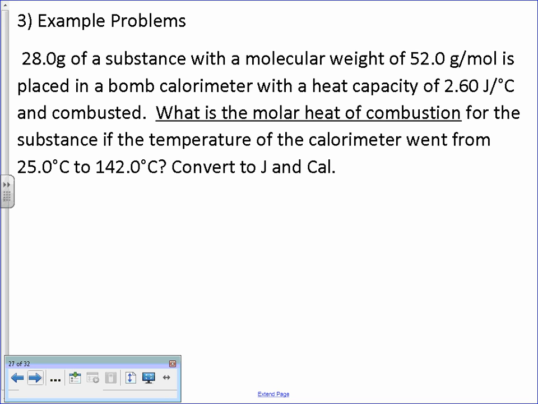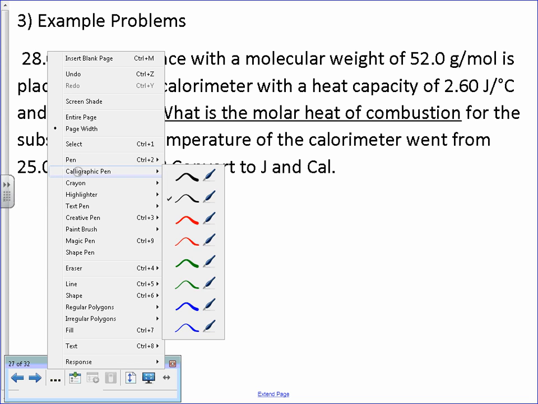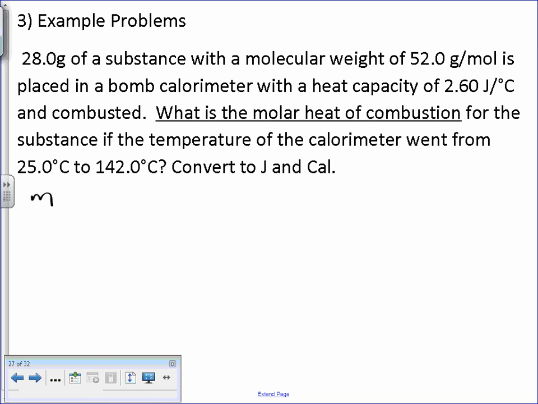28 grams of a substance with a molecular weight of that is placed in a bomb calorimeter. Woo, we're going to combust something, right? With the heat capacity of this. So let's write down our givens. Mass equals 28 grams. Mass is equal to 28. Okay, so I'll just write molecular weight just for us for later.